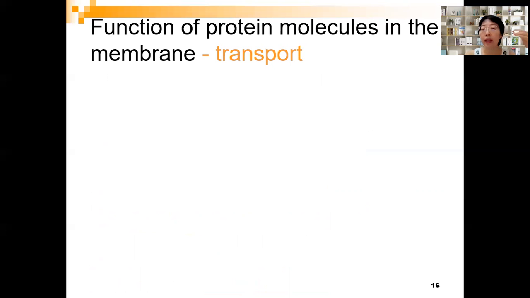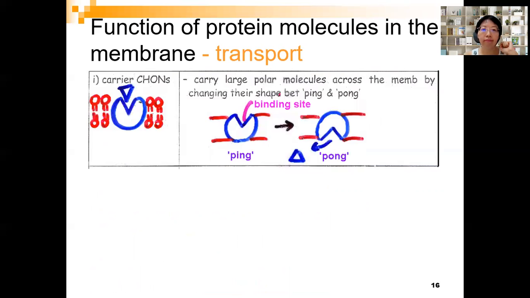Right, so let's look at the function. We looked at the arrangement of the molecules in the membrane. Now we want to look at the function of those molecules in the membrane. Function number 1, transport. So you need to draw this up. Carrier proteins are used to carry large polar molecules across the membrane by changing their shape between ping and pong. So if this is ping, this is pong. Now, this is the binding site of the carrier protein facing outside the membrane, and this is the binding site facing inside. So when the molecule that it wants to transport sits into the binding site, for example, glucose, the glucose can sit in here because glucose has a complementary shape with the binding site of this carrier protein.